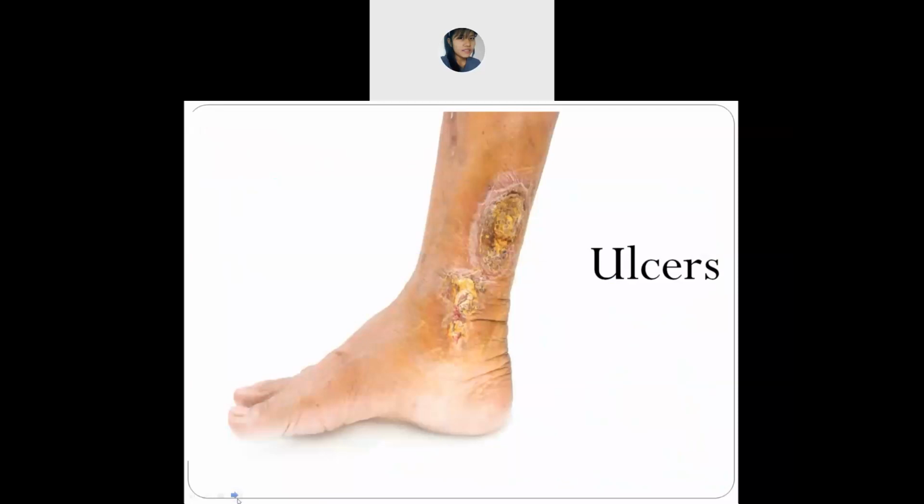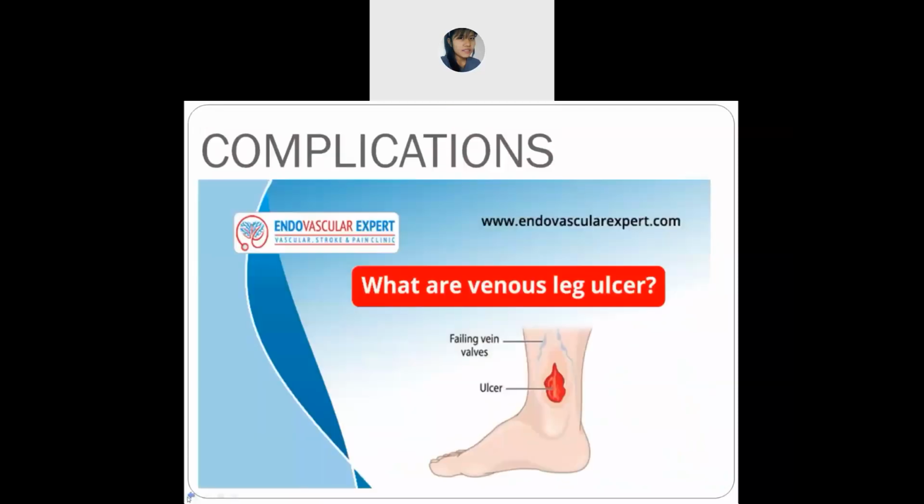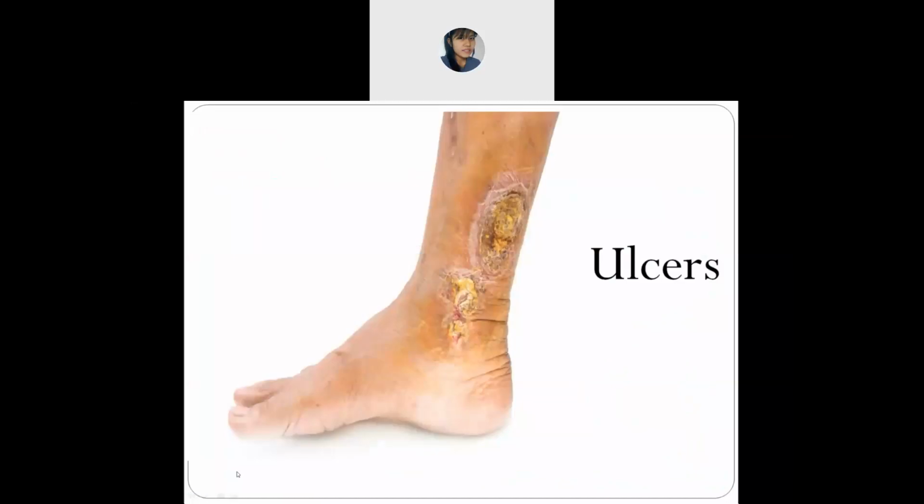Okay, next is complications. What complications will a person have if they have varicose veins? As I've already mentioned, they will have ulcers. Here the veins are failing, meaning the veins are not strong enough, so they will be inflamed. The skin will also be affected because of this, so ultimately it will lead to ulcers. So this is ulcer, inflammation, right?